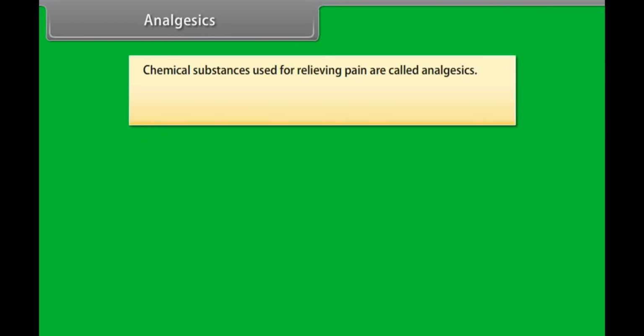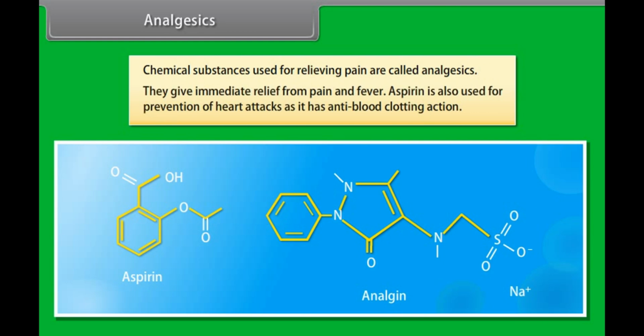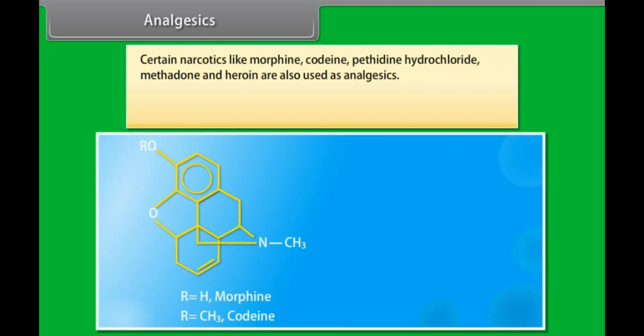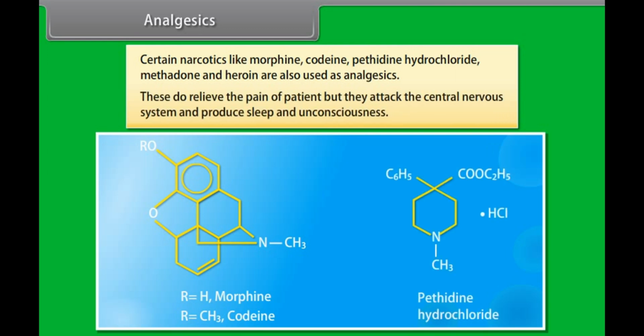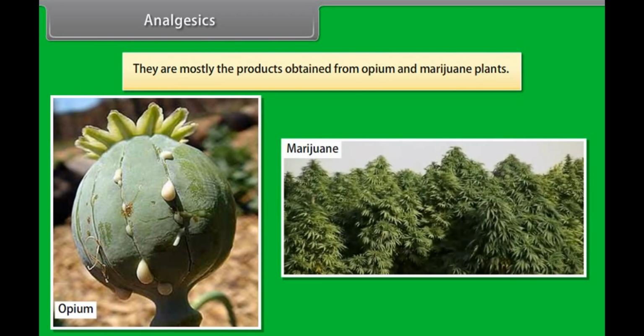Analgesics. Chemical substances used for relieving pain are called analgesics. For example, aspirin and analgin. They give immediate relief from pain and fever. Aspirin is also used for prevention of heart attacks as it has anti-blood clotting action. Certain narcotics like morphine, codeine, pethidine hydrochloride, methadone and heroin are also used as analgesics. These do relieve the pain of patient, but they attack the central nervous system and produce sleep and unconsciousness. They are mostly the products obtained from opium and marijuana plants.